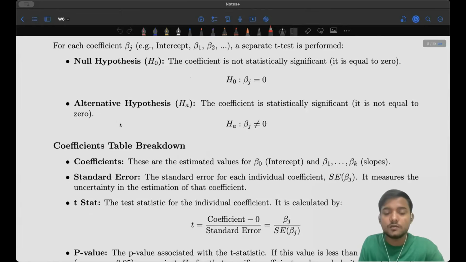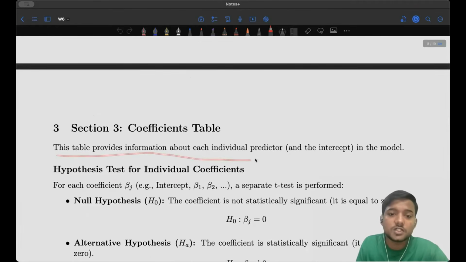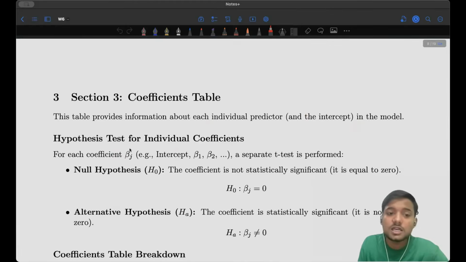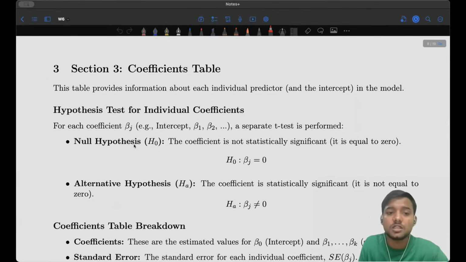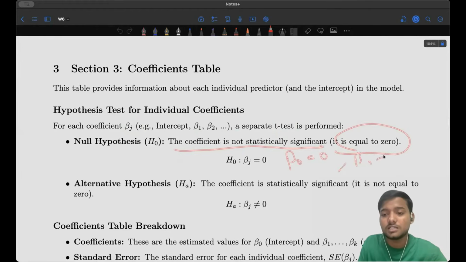So let's just see, what do we have? This table provides information about each individual predictor, right? Each individual predictor and the intercept in the model. What is the null hypothesis? Null hypothesis is going to be that each coefficient beta j, or intercept, which is beta 0, or you can say beta 1, beta 2, for each of them I'm performing a separate t-test. Okay. And what is the null hypothesis? The coefficient is not statistically significant, or you can say it is equal to 0. So I can say beta 0 is 0 or beta 1 is 0.